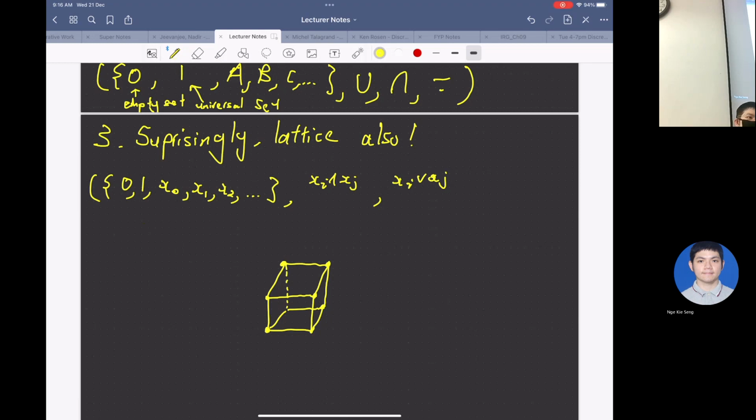What's the definition of lattice? Definition of lattice. And today we go quiz on definition of lattice. Every pair of elements has a least upper bound and a greatest lower bound. Okay, so one way is you take 2 points, you go and find their greatest lower bound, or you go and find their least upper bound.